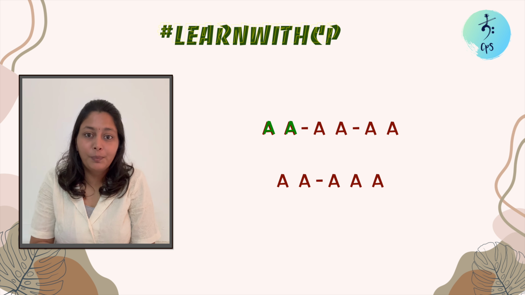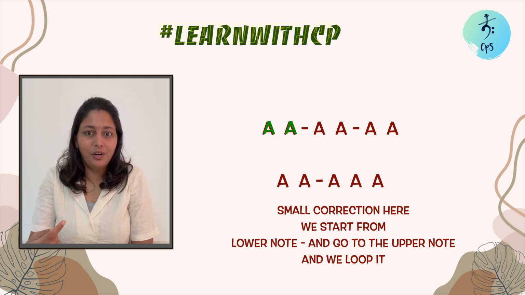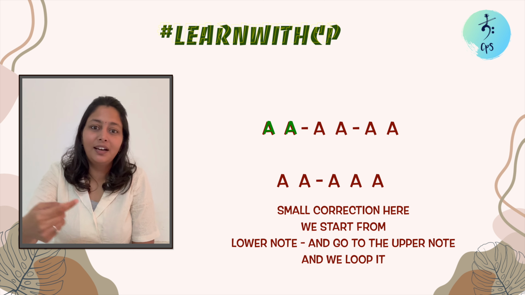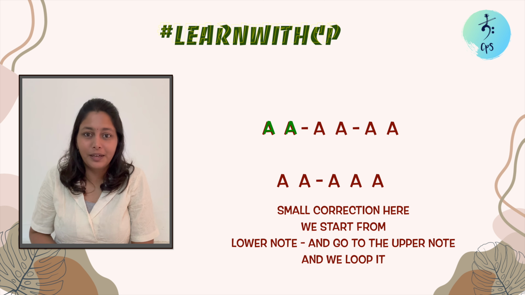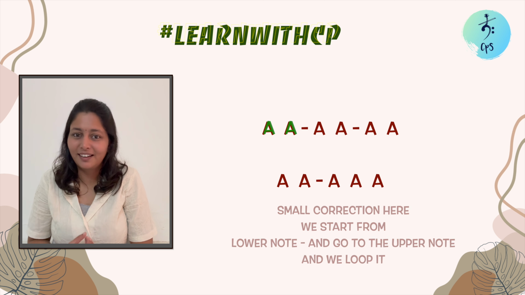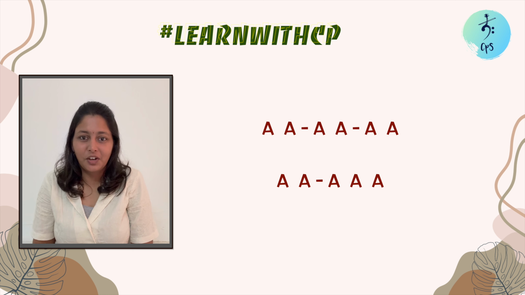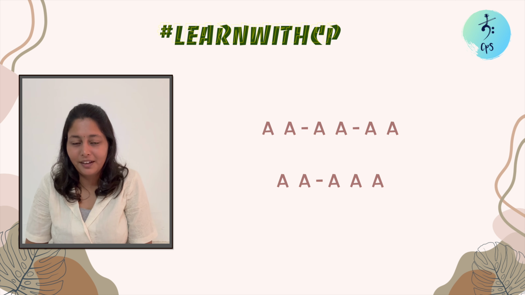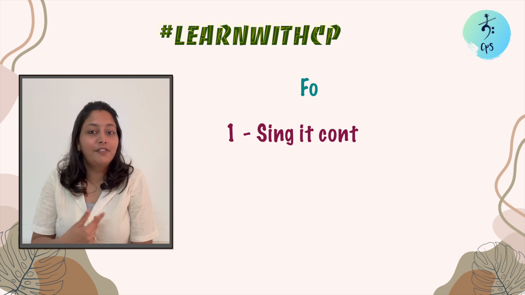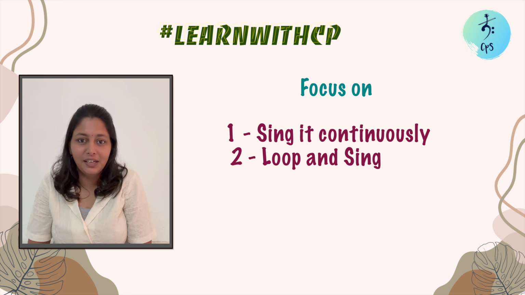Now, if you want to loop it, what we are doing is we are actually starting from the upper note. And then we are going down and then we are trying to loop it. That's how we are doing it, right? So that's why you see a circle that is forming there, correct? That's all. This is nothing but looping, okay? Now we have to do this looping for the whole 5 bits that we learnt, okay?